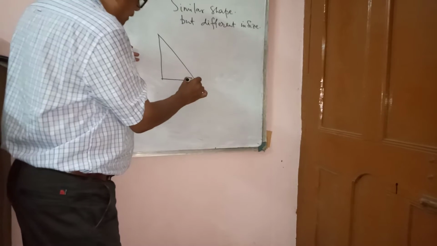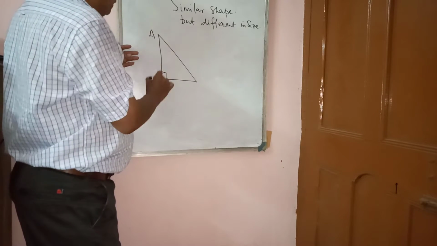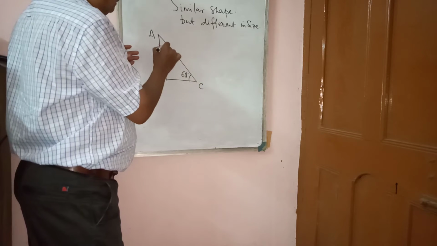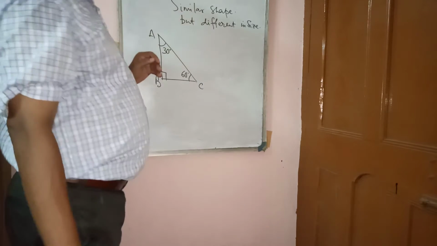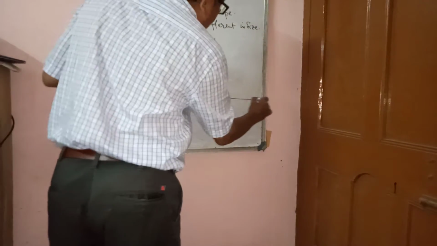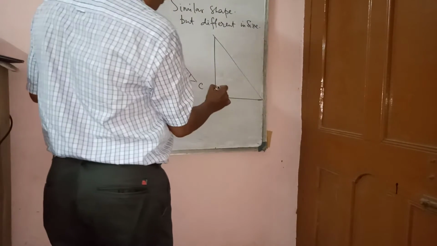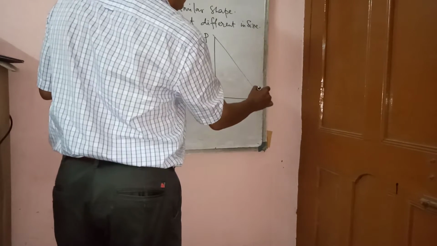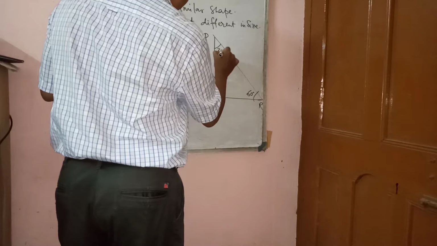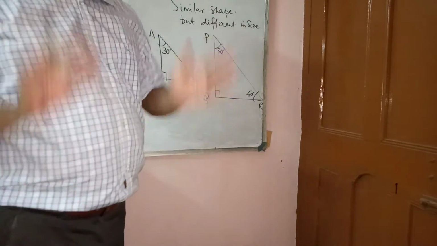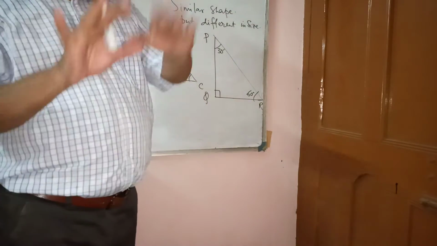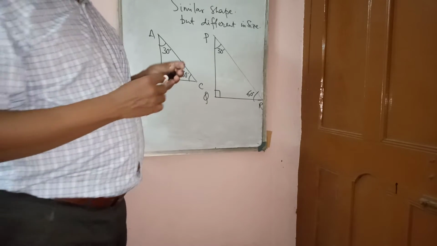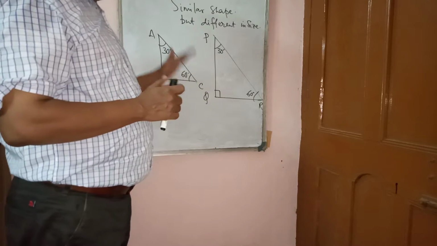See, suppose I am writing, all of you know this is a right angle triangle, no? Suppose ABC is a right angle triangle, angle B 90 degrees. Suppose this is 60 degrees and this is 30 degrees. Now, again if I draw like that, this also is 90 degrees. Suppose PQR, and this is 60 degrees, suppose this is 30 degrees. See, both are similar in shape but different in size, called similarity. Maybe small, maybe big, okay? So this is a form of similarity.